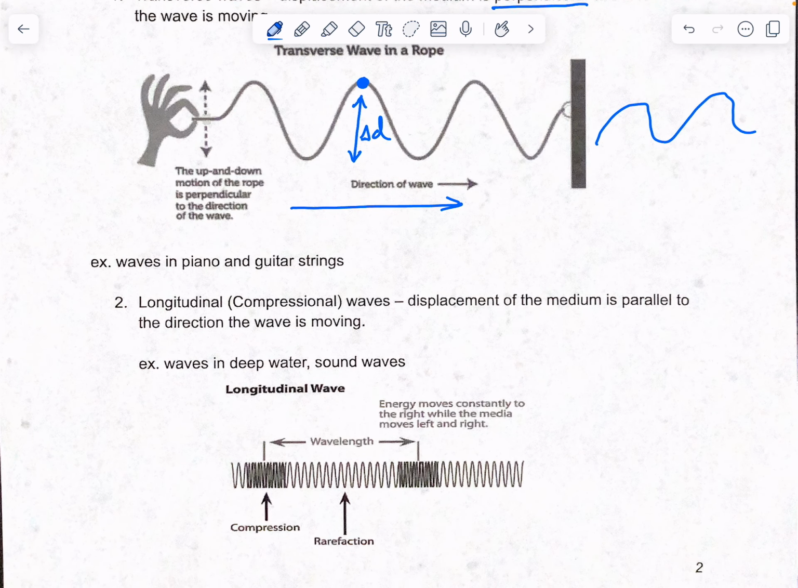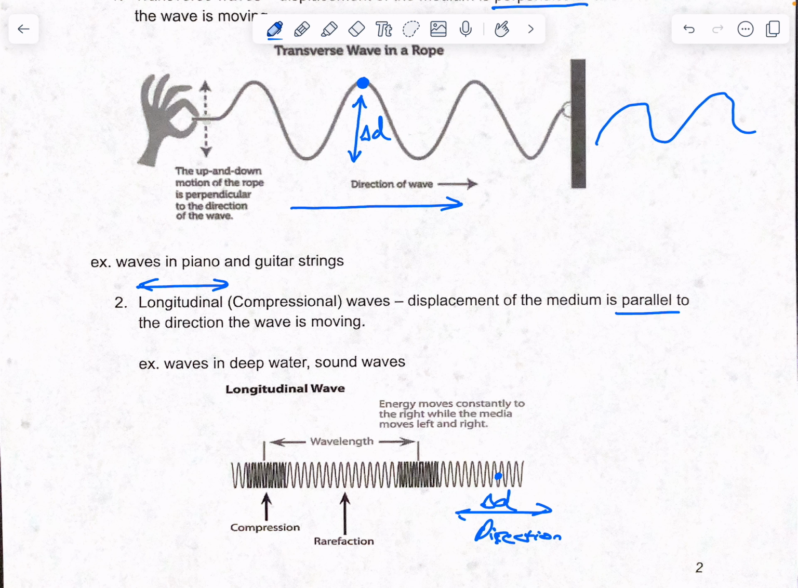Now, number 2 is a longitudinal or compressional wave, whichever way you want to remember it. Longitudinal, I think of as just sticking that way, going horizontally. The displacement of the medium is parallel to the direction of the wave. That means if I had an object on this spring, the direction of the wave is going back and forth this way, horizontal. And the object's going to go back and forth, so your displacement is also in that same direction. So they are parallel to each other.